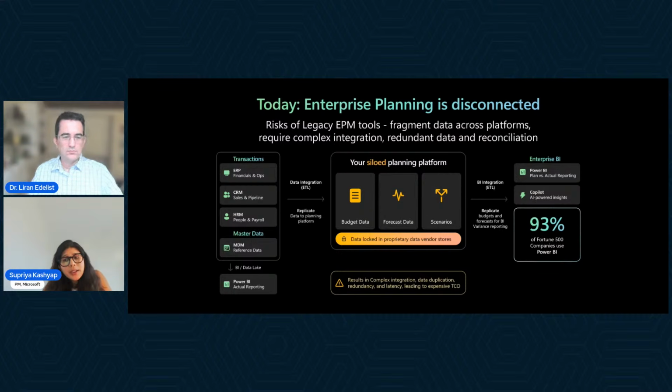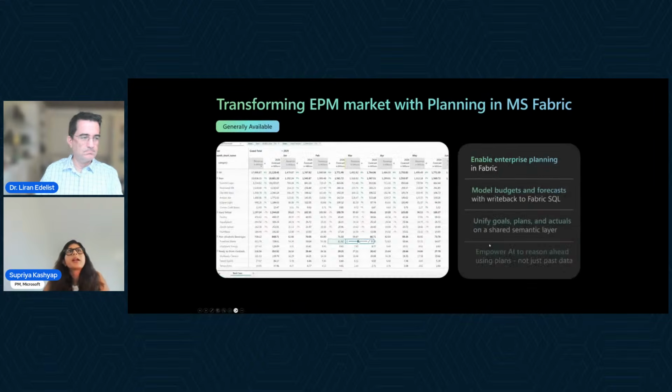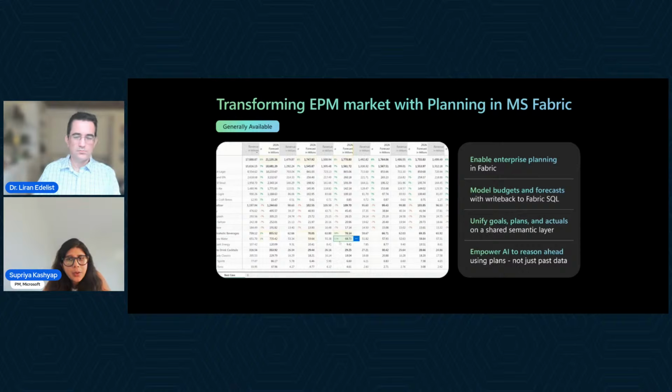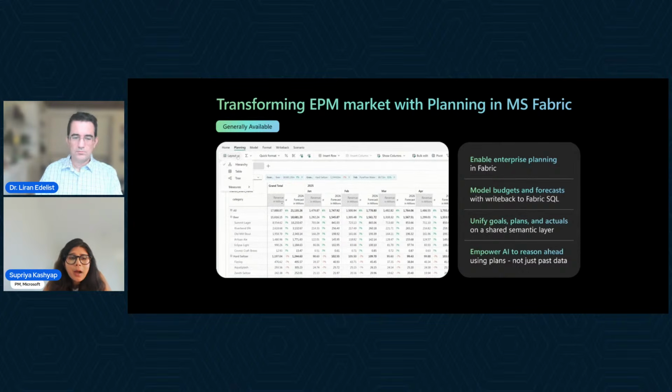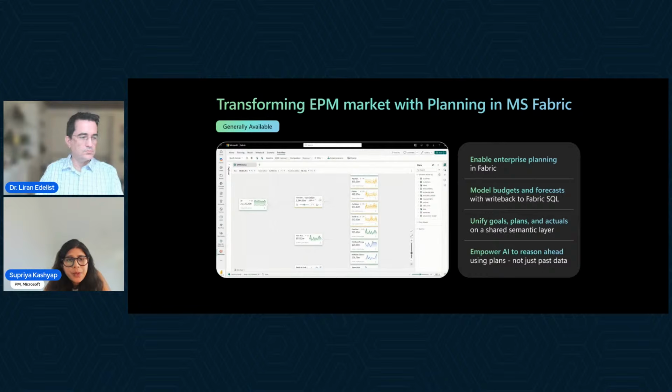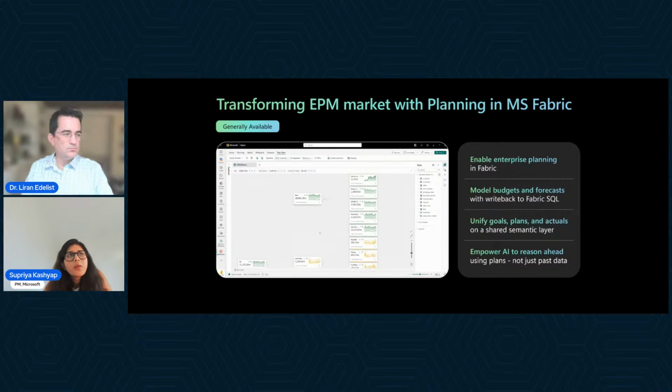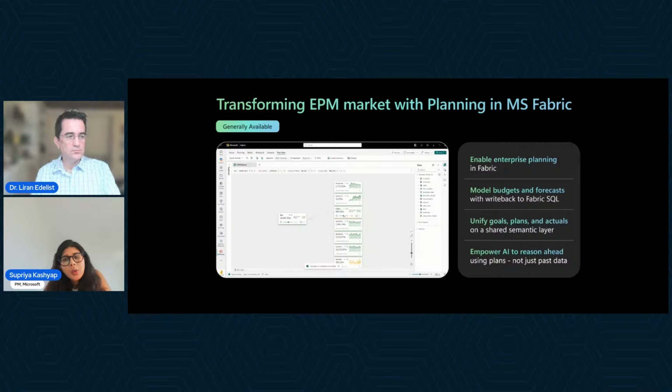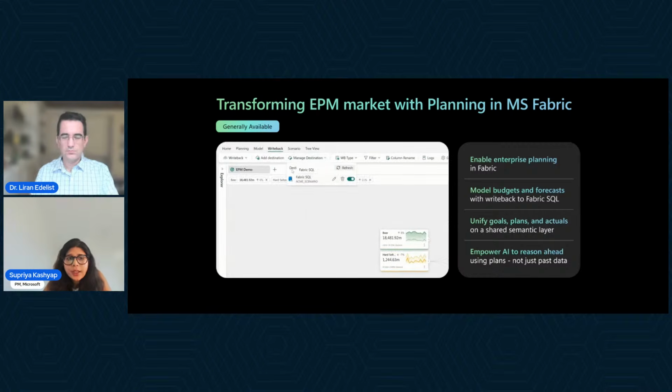What planning in Fabric IQ does is it consolidates your plan next to your data. So you have everything in one place, everything governed by Fabric's governance model, and you can do planning on top of your semantic layer. So to solve all of these problems that I just discussed, what are we doing about it? We are transforming the EPM market with planning in Fabric IQ. Now, as Liran would show you in a couple of minutes from now, planning in Fabric IQ is a super feature-rich product, and it does a lot of things end-to-end.